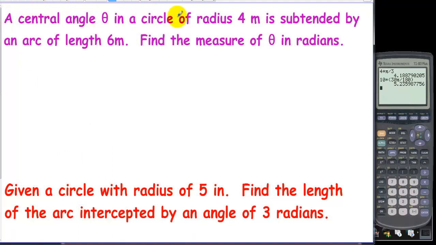A central angle theta in a circle of radius 4 is subtended by the arc of length 6 meters. Find the measure of theta in radians. We have arc length equal to r theta. So it says a central angle theta in a circle of radius 4, so we know the radius is 4, and we know the arc length is 6. So theta is equal to 6/4, which is 3/2. And theta is always in radians, so this is 3/2 radians, or 1.5 radians. Same thing.